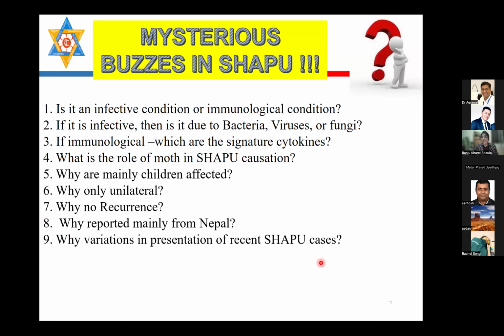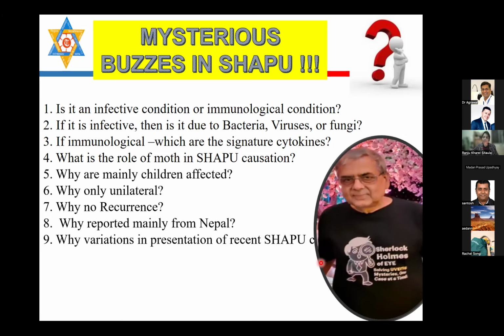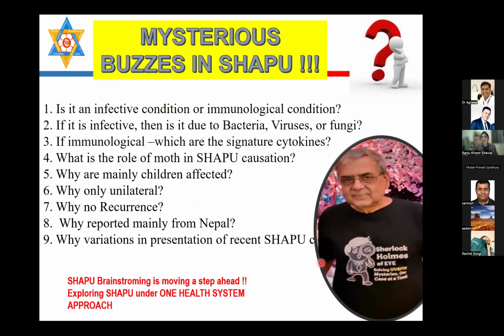And why it is mainly reported from Nepal, I think I almost answered: there has to be a combination of all these bioclimatic variables, the local landscape, and the ecological dynamics that is quite fit for this moth and this plant in Nepal. That's why it's reported mainly from Nepal. But now the variation in their presentation is adding more mysteries for us. So maybe we need CIDs and Sherlock Holmes to solve these SHAPU mysteries in future. Anyway, we are doing our best brainstorming to explore SHAPU mysteries and to work under one health system.